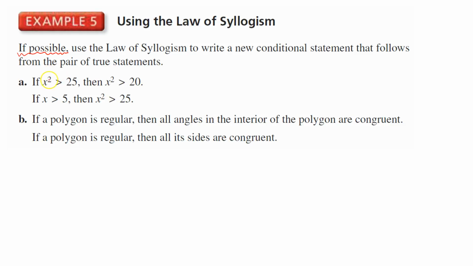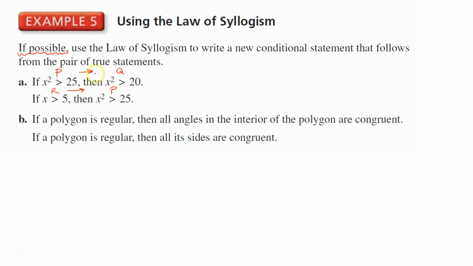Alright, let's see what we got here. Let's call this one P implies Q. X squared greater than 25 is P. So this one's P. This one is not Q, so let's call it something else, like R. So we have R implies P.